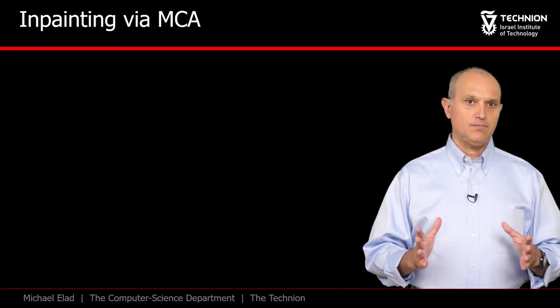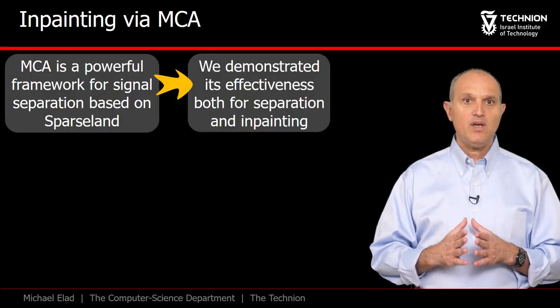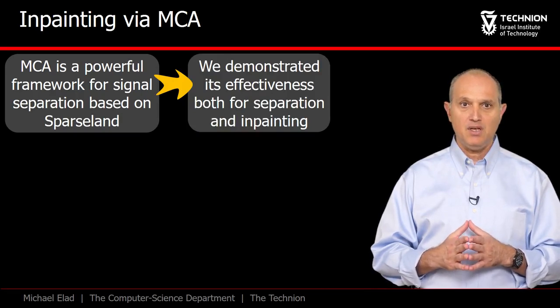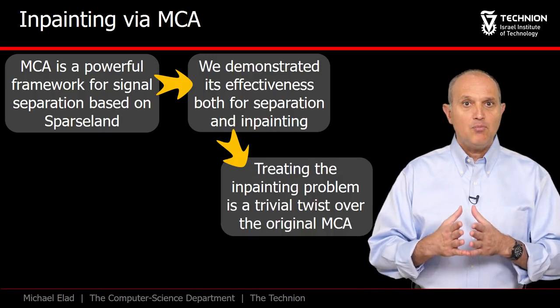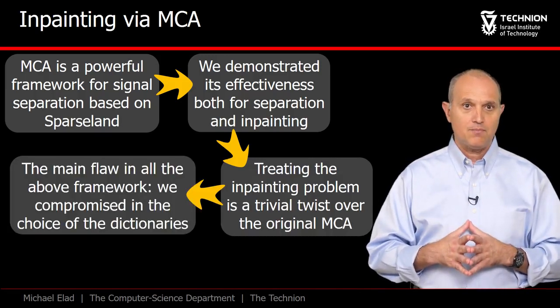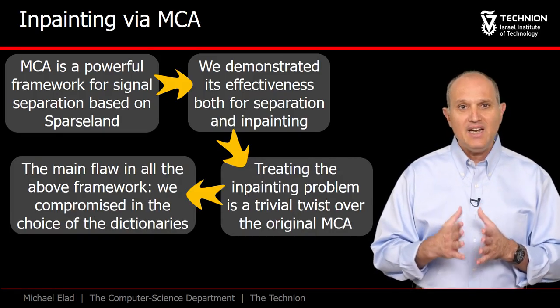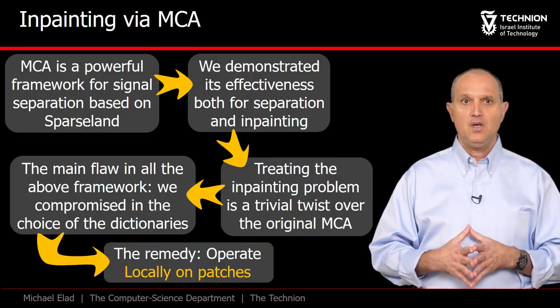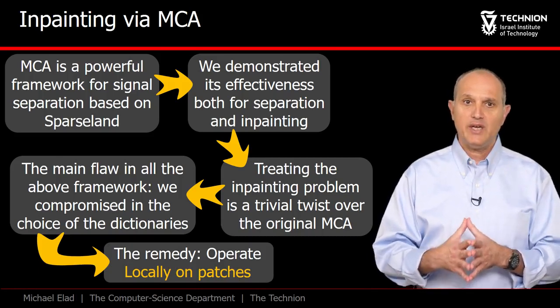We summarize. MCA was proposed for separation of SparseLand signals. We have shown how effective this scheme can be, both for separation and also for inpainting. Indeed, moving to inpainting required a near-trivial change in the algorithm. One flaw that does exist in all the discussion so far is the reliance on fixed transforms. We now turn to operate on patches so as to be able to use trained dictionaries.